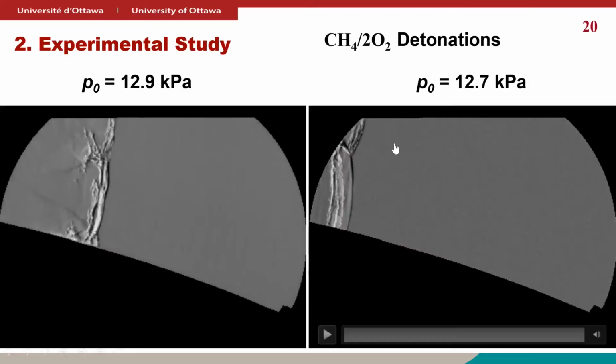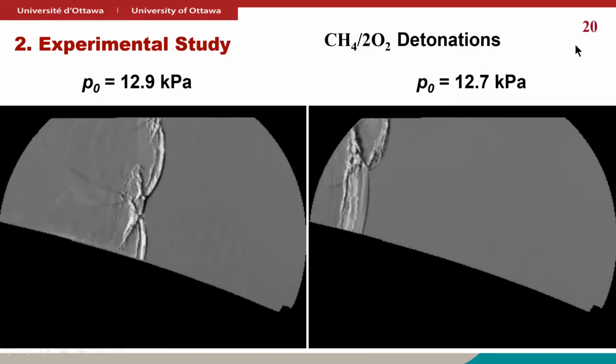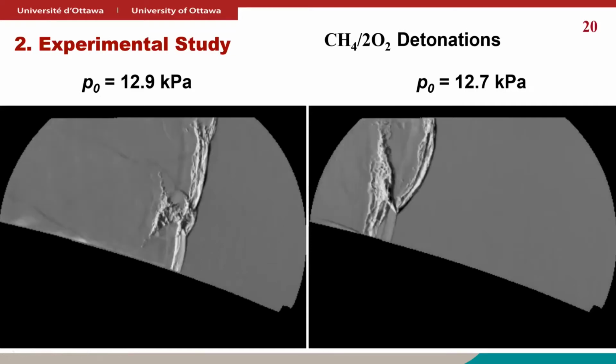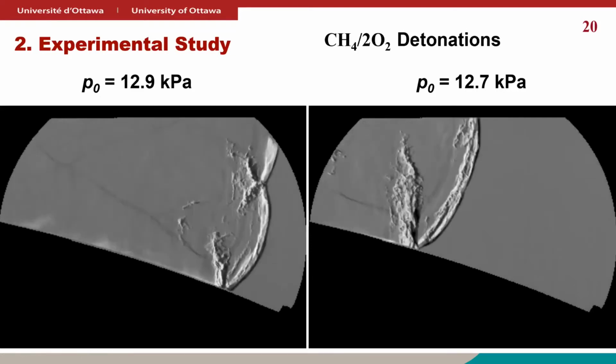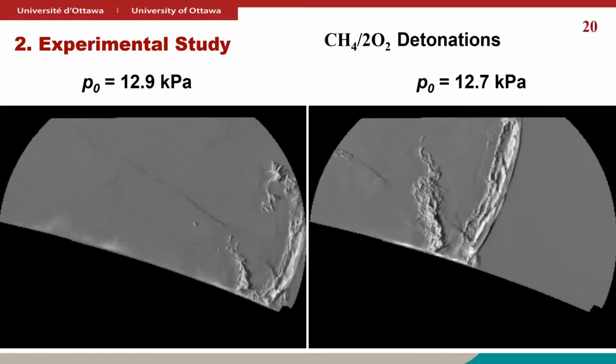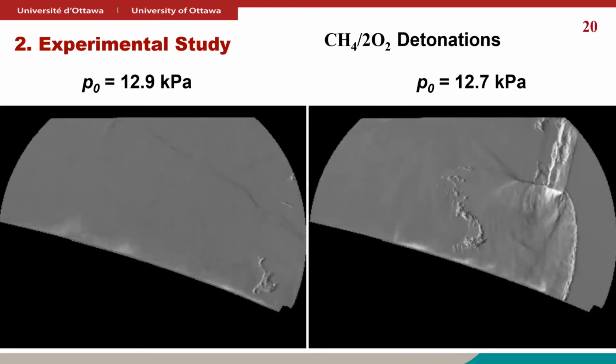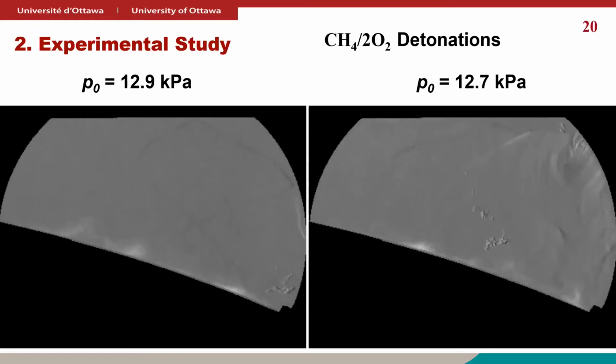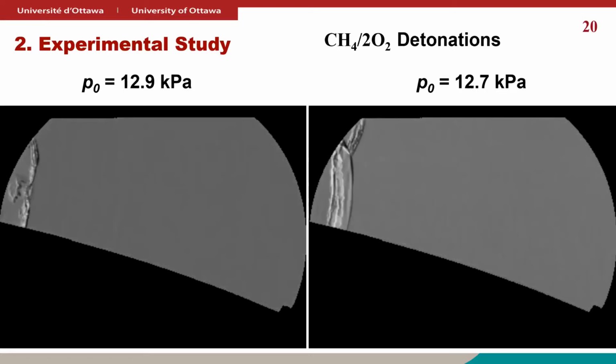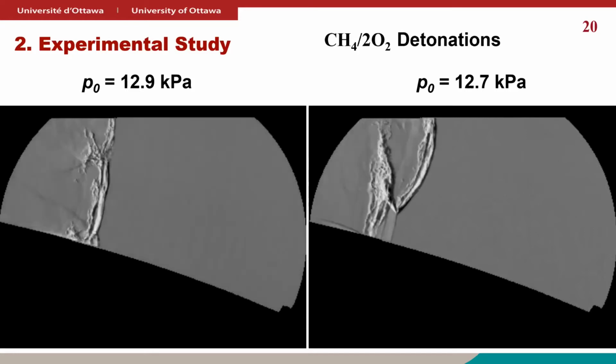Here we show the experiments of the methane-oxygen detonations near the propagation limit. As you can see from the video, an important characteristic of the propagation of the methane-oxygen detonations is the generation of unreacted gas pockets along the turbulent shear layers.